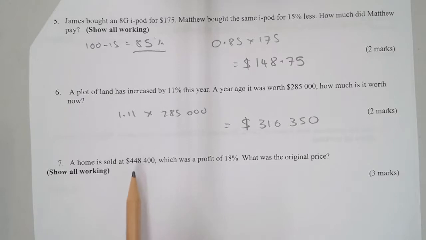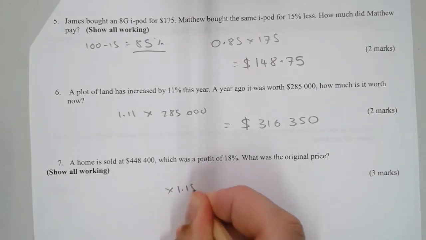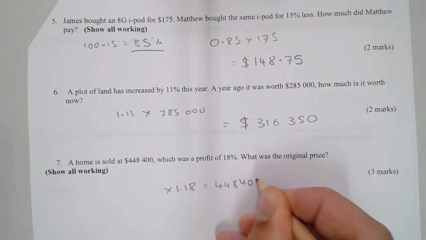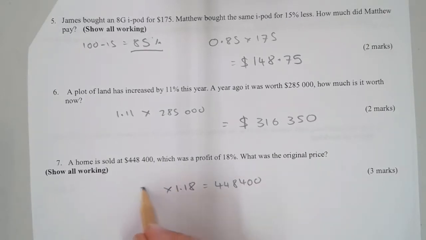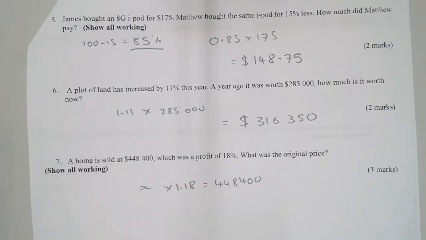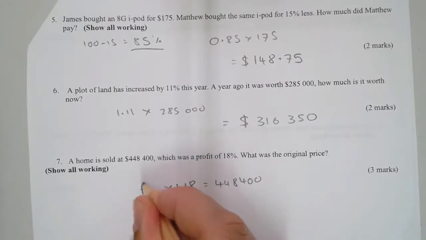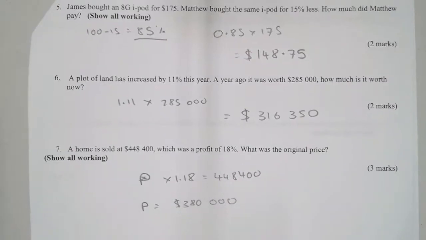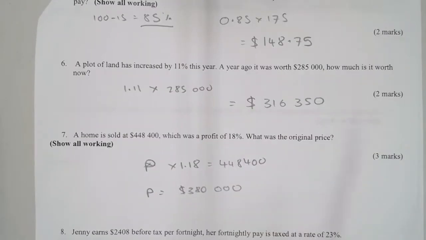A home is sold at $448,400, which was a profit of 18%. So what was the original price? Now, if it's increased by 18%, you times it by 1.18, but this time they've given us the final value. So to go back to the original, I'm going to call it P for principal, you divide by 1.18. 448,400 divided by 1.18 gives me my original, which must be $380,000. So it's just working backwards, similar to these two.